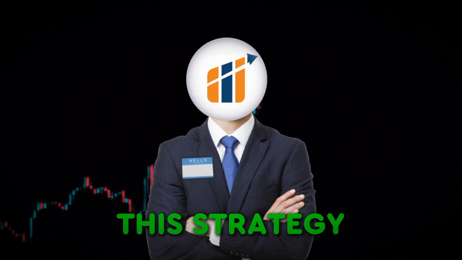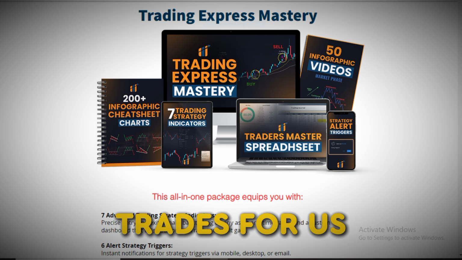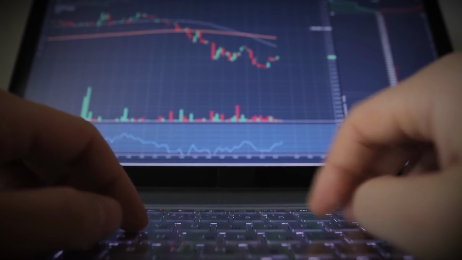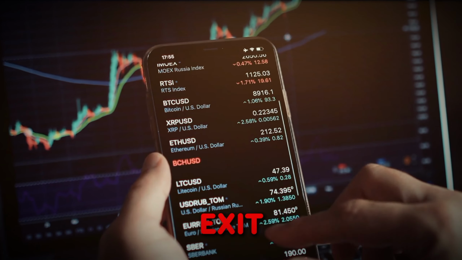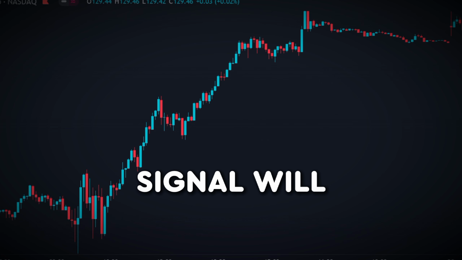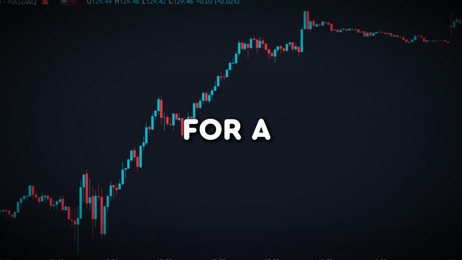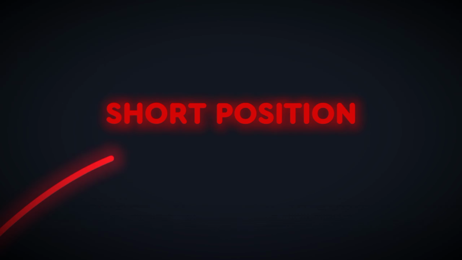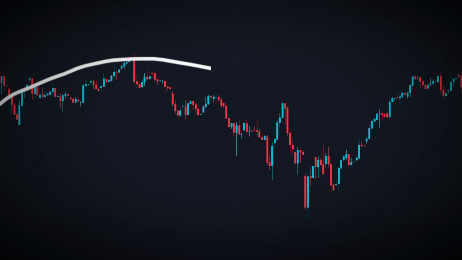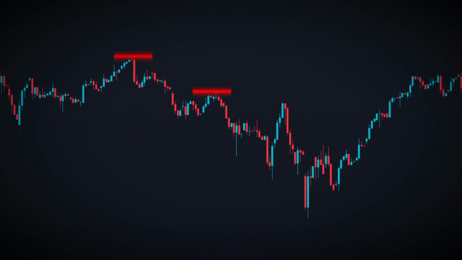Now, to test this strategy, I will use our custom trading indicator that will automatically backtest the trades for us, so we don't have to manually backtest. It will enter and exit the trade based on the exact criteria we just mentioned. The long signal will trigger when prices are above the 200-period EMA, and a bullish hidden divergence occurs for a continuation to the upside, and a short position will trigger when prices are below the 200 EMA, and a bearish hidden divergence occurs for a continuation to the downside.